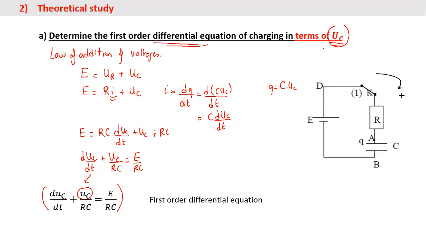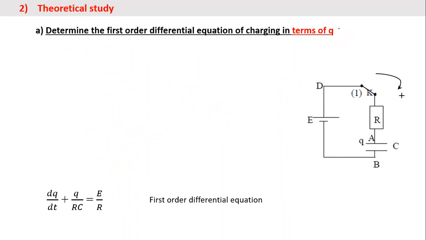Now, I can also ask for the differential equation in terms of Q. So we'll start with the same part, which is the law of addition. So here also we have E equal to UC plus UR, but I want it in terms of Q. We have UC equal to Q over C, and we have I equal to dQ over dt. So here E equals Q over C plus R times I, which is equal to Q over C plus R dQ by dt.